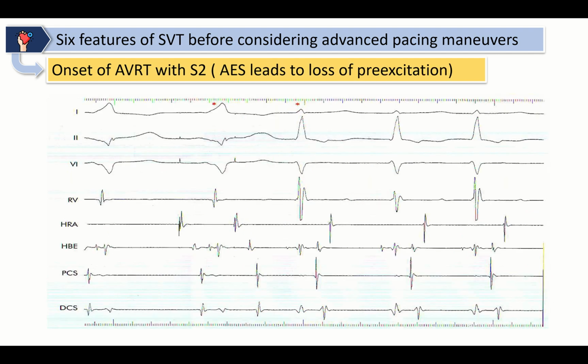What about this example? It looks like short RP tachycardia, VA time 70 to 80 milliseconds. However, when we start atrial pacing, there is clear evidence of pre-excitation, then giving S2 with a short coupling interval leads to sudden loss of pre-excitation. The accessory pathway no longer conducts antegrade, so the impulse will go antegrade through the AV node and retrograde through the accessory pathway, initiation of AVRT.